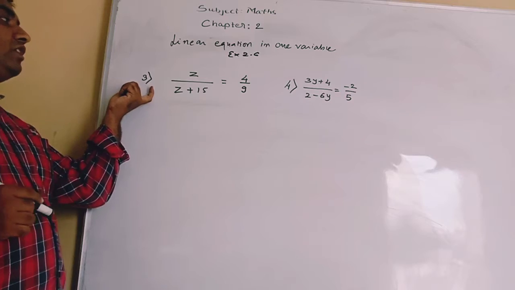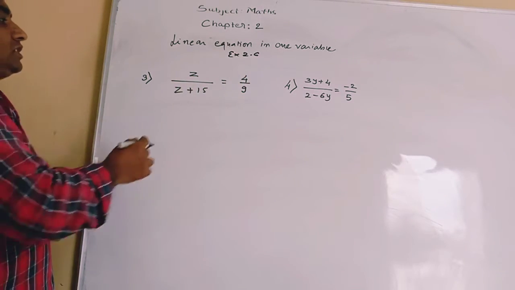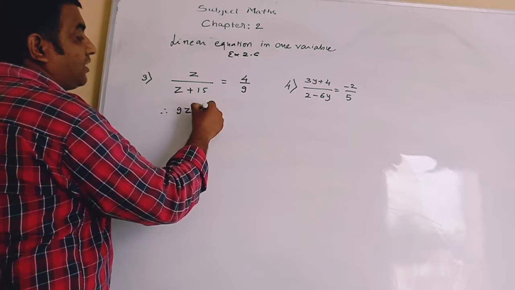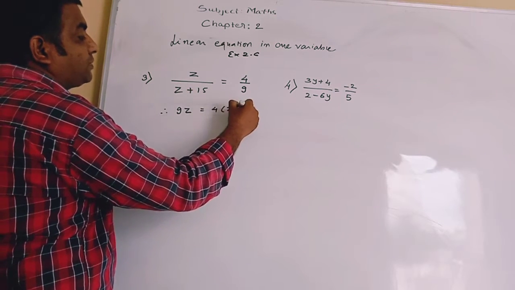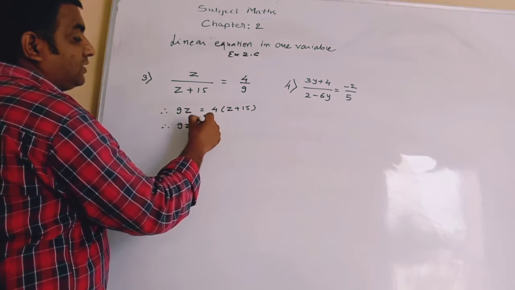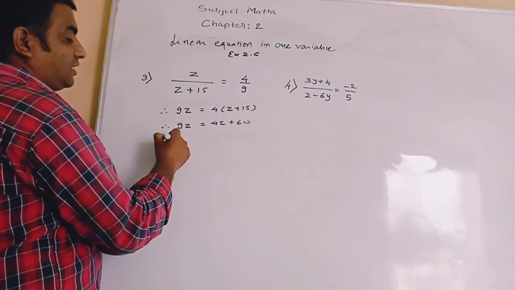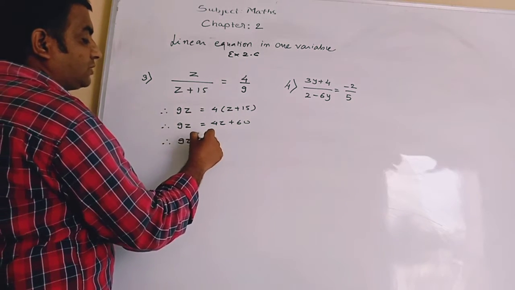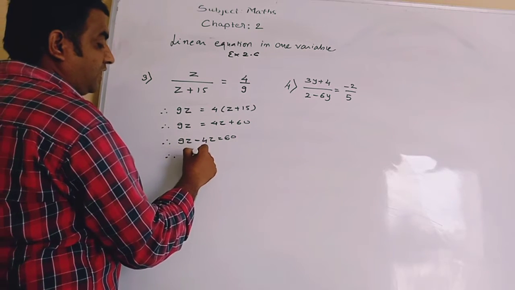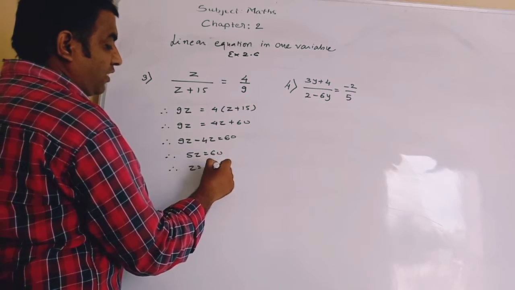We are given the third question: z by (z plus 15) equals 4 by 9. So we cross multiply, then 9z equals 4 multiplied by (z plus 15). So 4 multiplied with both the bracket terms gives 4z plus 60. Now 4z we transfer to this side, then 9z minus 4z equals 60, and so it will be 5z equals 60. So z equals 60 by 5, that is 12.